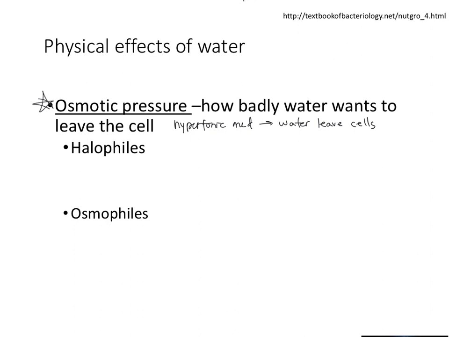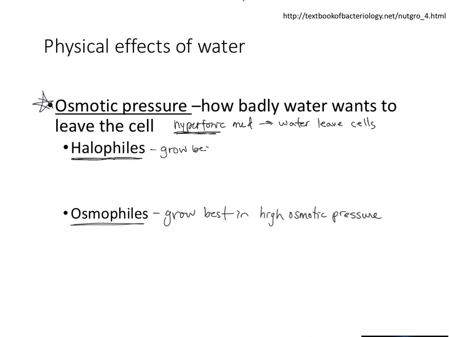Interestingly enough, there are bacteria that grow best in hypertonic mediums, and we call those osmophiles. So they grow best in high osmotic pressure. So some solute is in a very high concentration outside of the cell. We mostly talk about a particular kind of osmophile called a halophile. Okay, they are going to grow best in a high salt concentration.